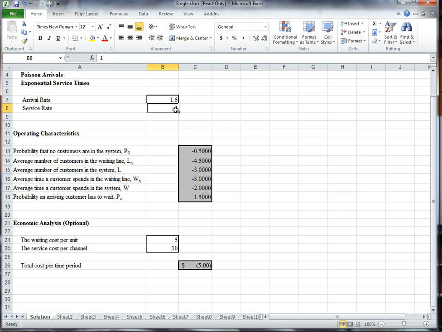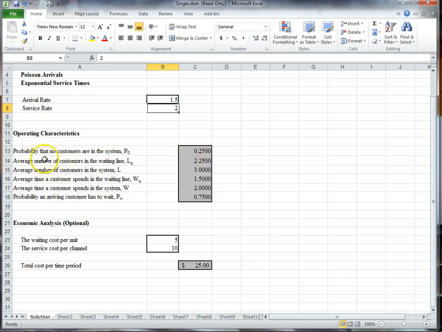So let me go back. If my arrival rate is 1.5, which means on average I have 1.5 customers arriving per minute, and I can service on average 2 customers per minute when there are customers, that's like on average a customer takes half a minute to serve. Then I got those performance measures.